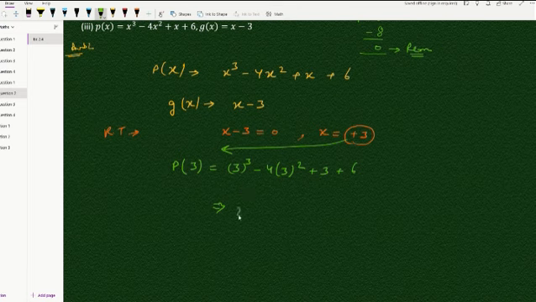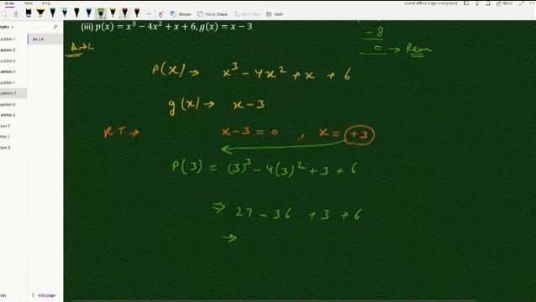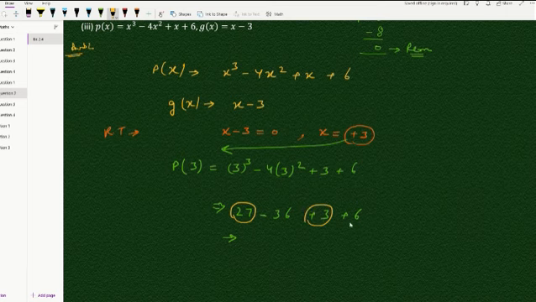So 3 raised to power 3 will be 27 minus 3 raised to power 2 is 9. 9 into 4 is 36. Here we have got plus 3 and plus 6. So it will be 3 plus 9. All these terms will be added on. This term, and this term. So 27 plus 3 is 30. 30 plus 6 is 36. So we have got 36 minus 36. So both these terms will be getting cancelled out. So answer will be 0.